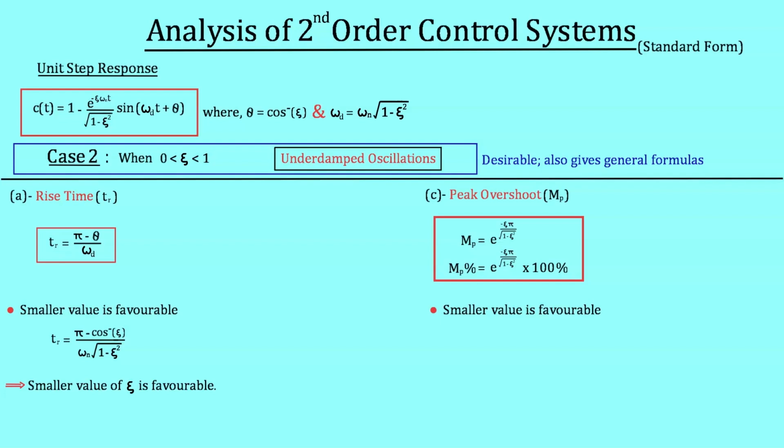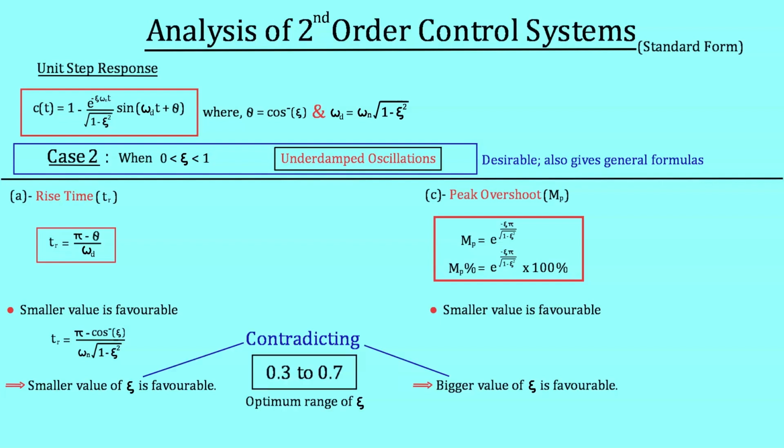Now let us see the case of peak overshoot. In the same way, by using the hit and trial method and taking any two random values of zeta, you will find that a bigger value of zeta is favorable for having a smaller value of peak overshoot. But unfortunately, these two statements are contradicting. And when this happens, we usually have an optimum range of zeta so that we give equal importance to both the parameters, so that the device works best after compromising on both.